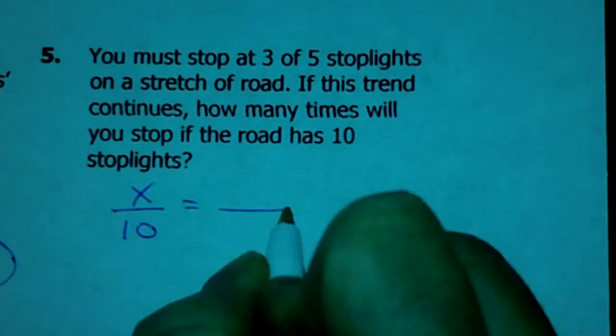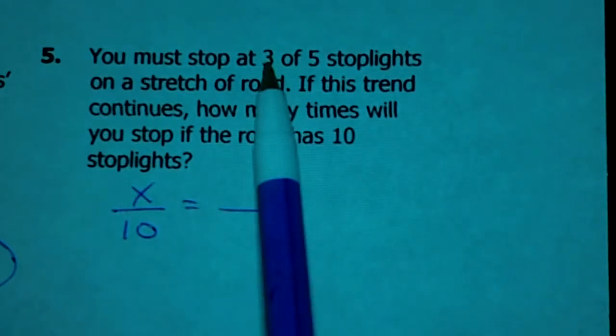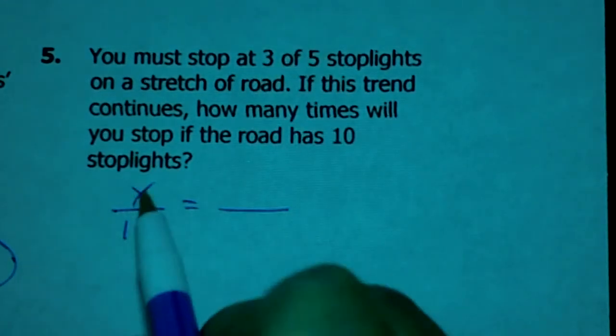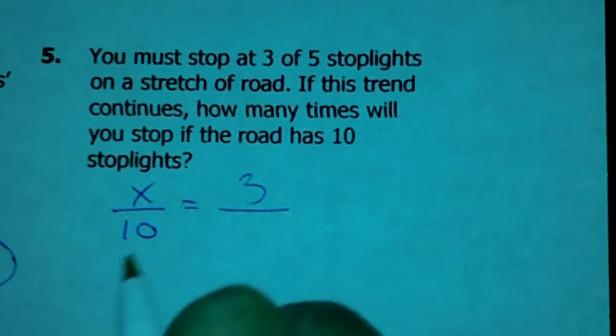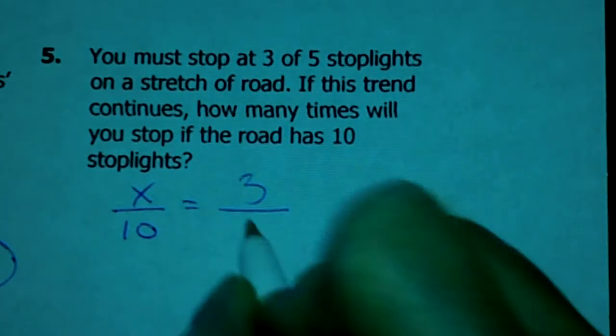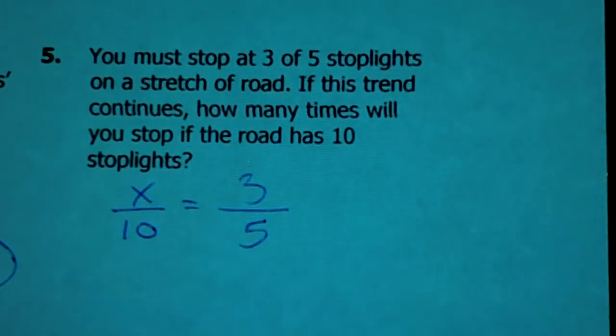The ratio that you're given says you have to stop at 3 out of 5. So this X represents the number of stops, right? And this says you had to stop at 3. And the 10 represents the total, so it's out of 5. Now, right now, some of you are looking at this and you're like, well, hey, 5 times 2 is 10, 3 times 2 is 6, and you've got it solved.